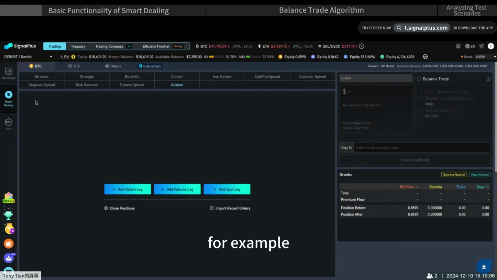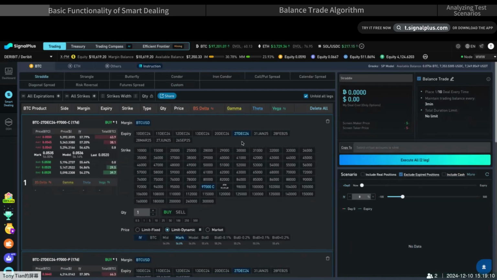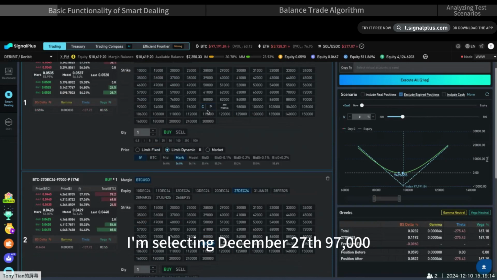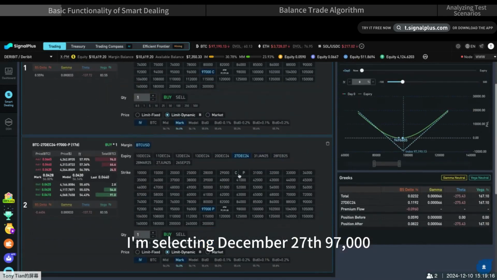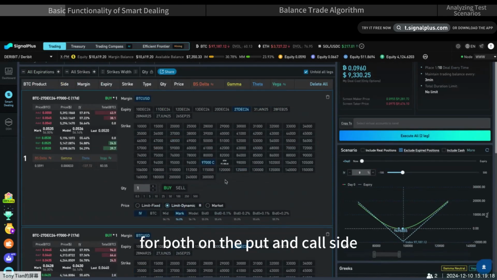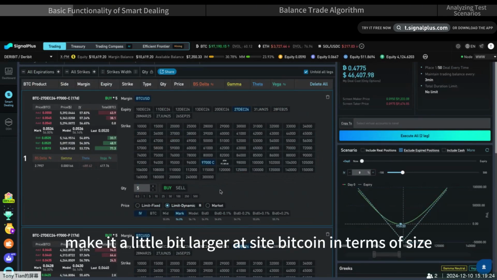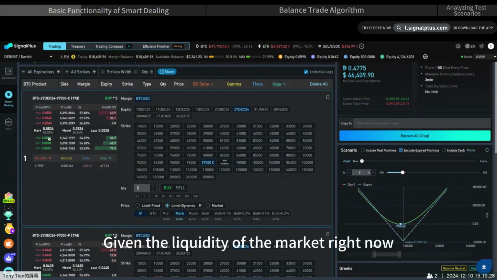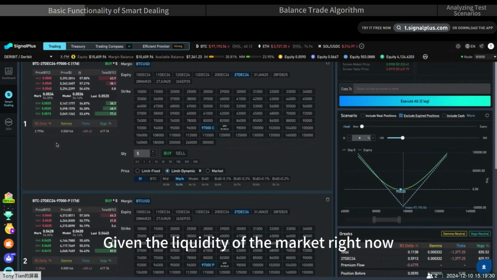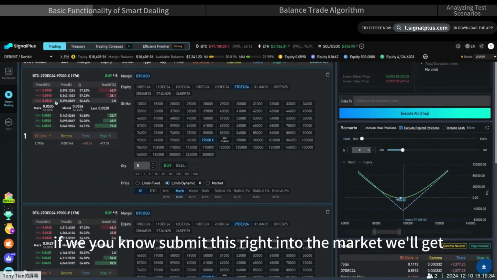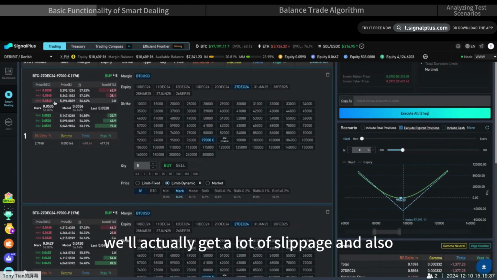way. For example, if I would like to execute a straddle, say I'm selecting December 27th, 97,000 for both the put and call side. Or if I want to make it a little bit larger at 5 Bitcoin in terms of size, given the liquidity of the market right now, if we submit this right into the market, we'll actually get a lot of slippage.